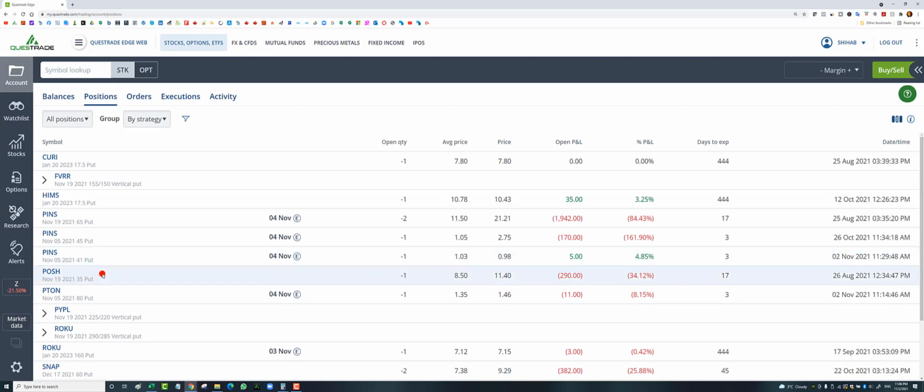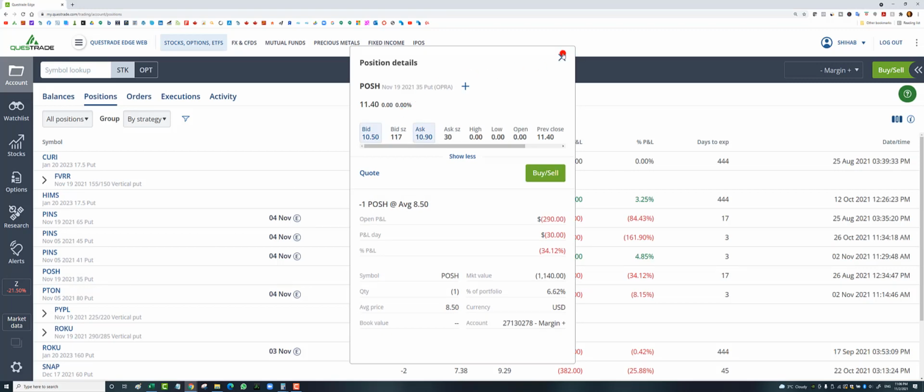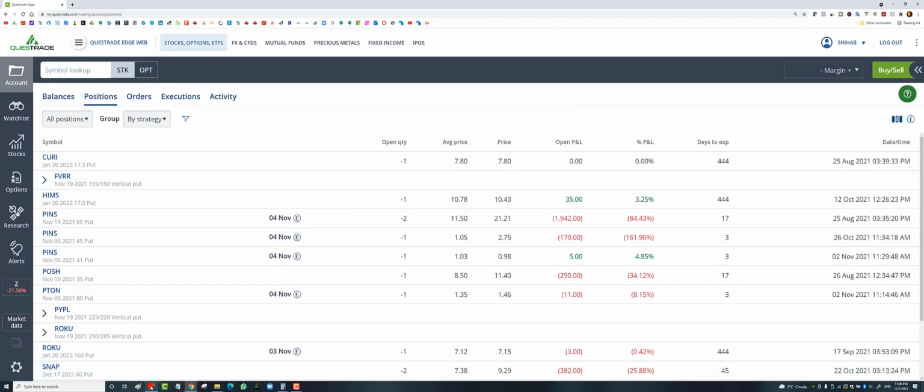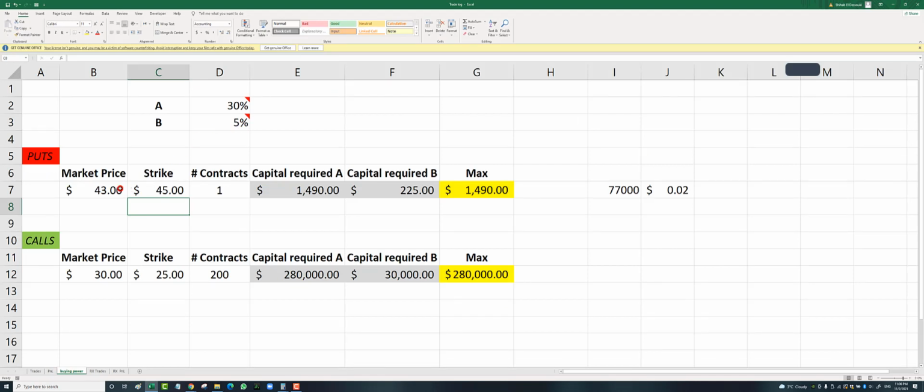I've got Posh here, which is also in the money. So I think the stock's trading at around 25. Let's see how much buying power this one's taking. So market price 25. It's in the money, of course. My strike is 35. So it's taking about 1,750 of buying power.